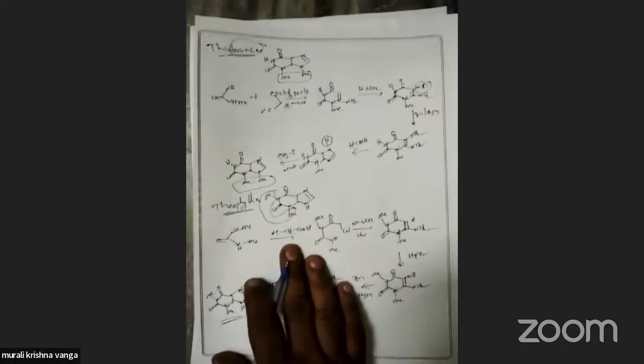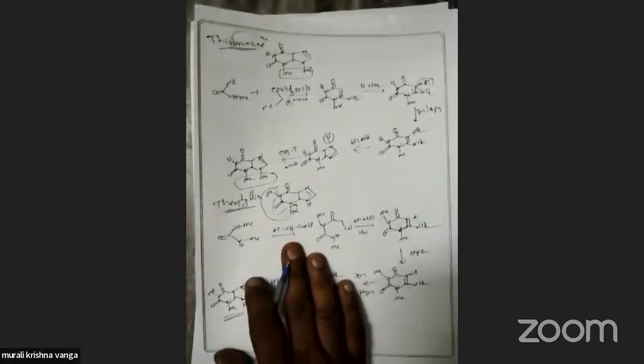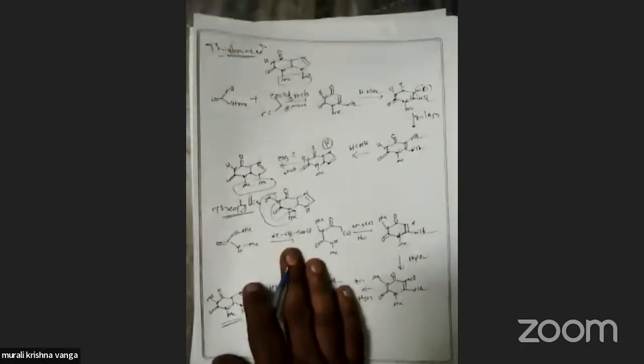These three are important: theophylline, theobromine, caffeine. Uracil, thymine, cytosine. These six are very, very important.